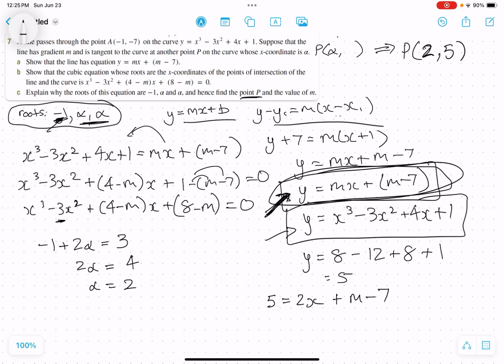I'm putting 2 in for x, so that'll be 2m. There we go, that's better. So we get 3m, add 7 to the other side, and we get 12. So it looks like m is 4. All right, is that all we had to find? So the value of m is 4. We're just subbing the point P that we know into that equation.